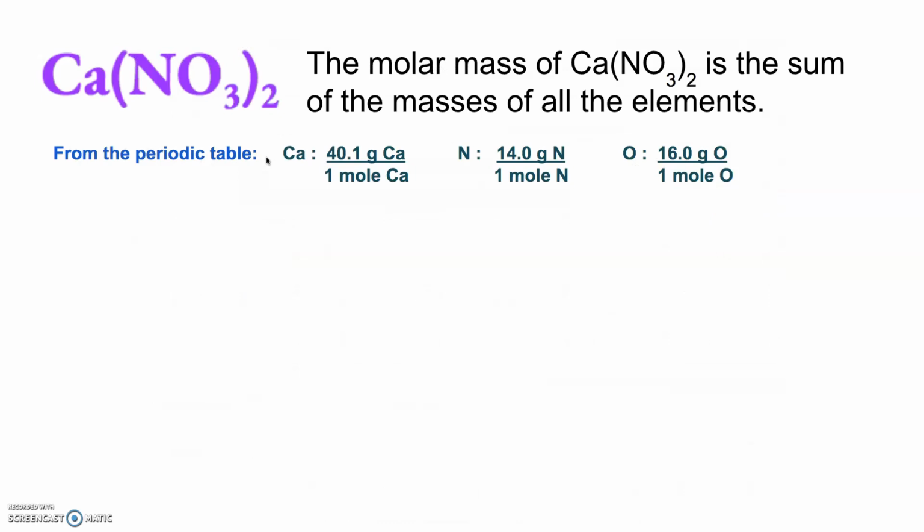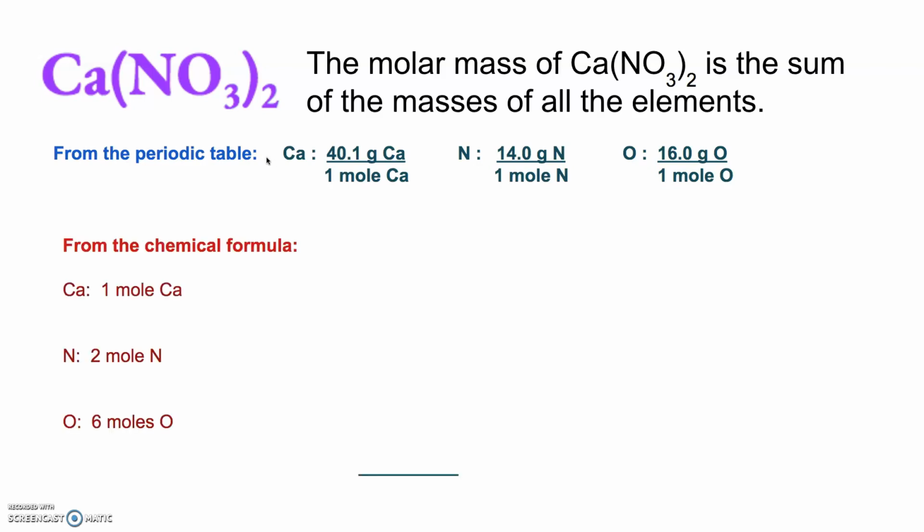From the periodic table, we can find out the molar mass of each of these elements. We can write it as a factor, which is what we've done here. From the formula, we can find out that a mole of Ca(NO3)2 contains 1 mole of calcium atoms, 2 moles of nitrogen atoms. The subscript 2, since it's outside the parentheses, multiplies everything inside the parentheses, and 6 moles of oxygen atoms. The subscript 2 multiplies the subscript 3 to give us the number of moles of oxygen atoms in a mole of the compound.